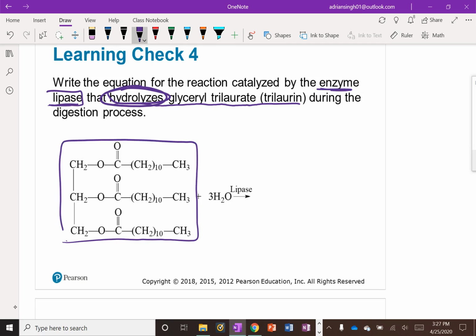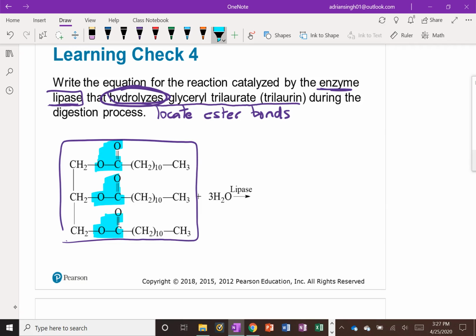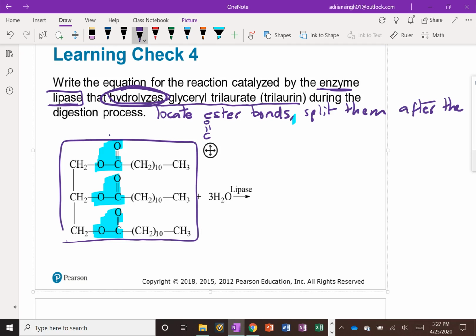So first of all, we're going to locate the ester bonds. Okay, so we'll highlight those. There they are. Okay, we're going to split them after the C double bond O. All right, so we're going to break it right here. We're going to break that one. We're going to break that one. All right, so now we can see what the products are going to be.